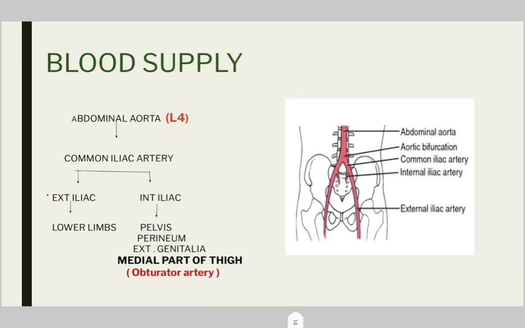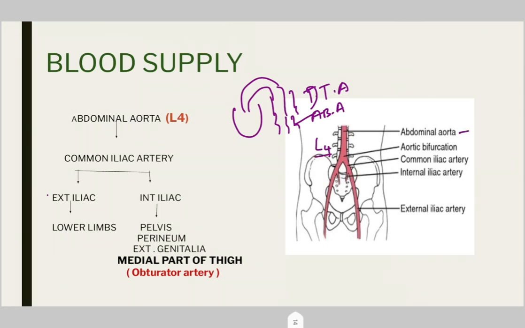Coming to the blood supply, first thing, heart, arch of aorta. In thorax, it is called descending thoracic aorta. In abdomen, it is called abdominal aorta. So this abdominal aorta at the level of L4 divides into common iliac arteries. These common iliac arteries further divide into internal iliac and external iliac arteries. So that is what is given here in the flow chart.